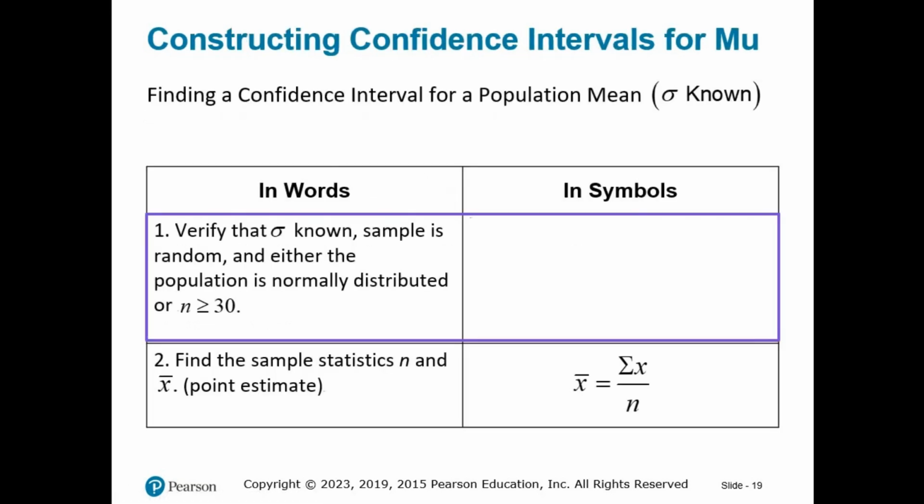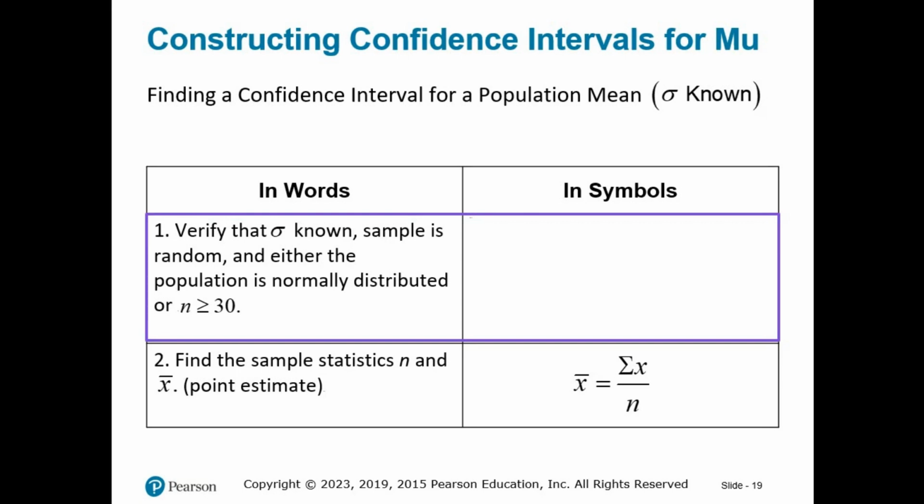First, you want to gather all the pertinent information to your problem and verify that you can actually use these formulas. This means verifying that your sigma is known, that the sample taken is random, that either the population is normally distributed or the sample size is greater than or equal to 30, and write down or somehow note the values you need from your information like sigma and n.